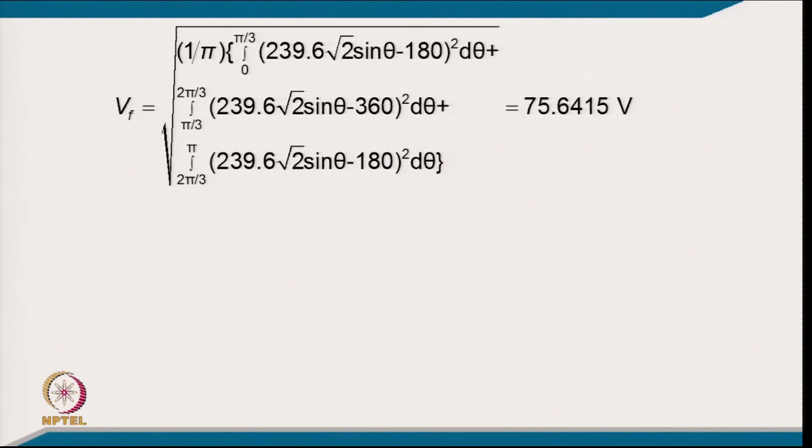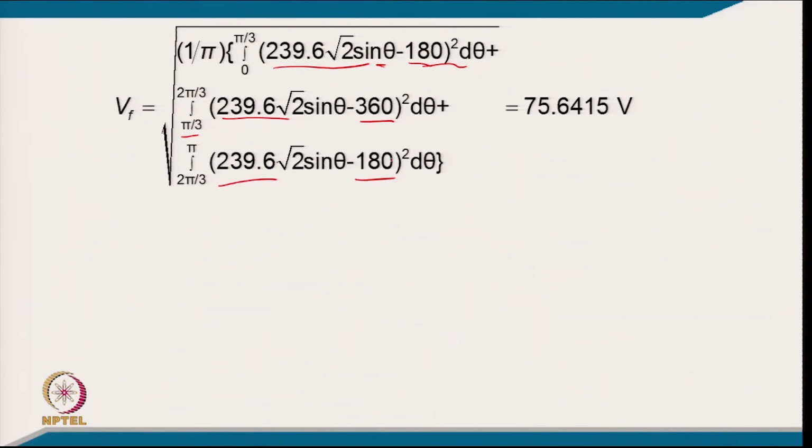So, in a half wave symmetry we typically have 3 segments of 60 degree. You can take half wave symmetry from 0 to pi. Starting from 0 to pi by 3 we have the AC phase voltage 239.6 into root 2, that is a sine wave, minus VDC by 3, so 540 by 3. That is the first segment of 60 degree. The second segment, pi by 3 to 2 pi by 3, is 2 VDC by 3, and the third segment is again VDC by 3, so 540 by 3.